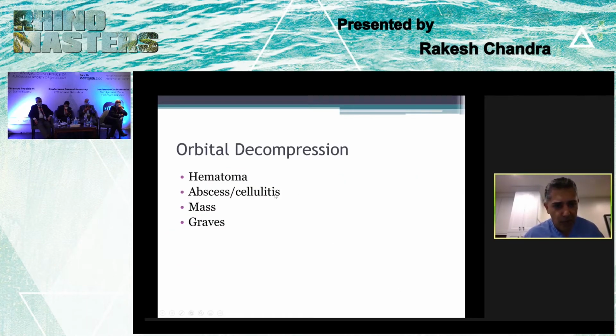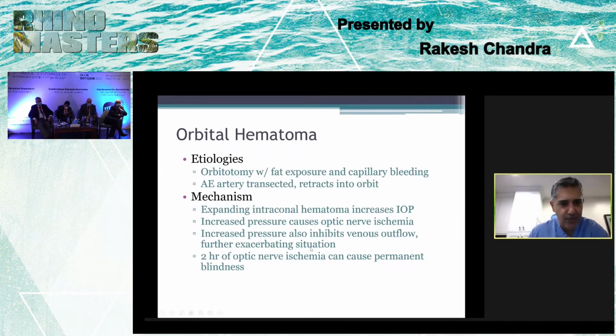So now I'm going to move on to orbital decompression. Indications for that include hematoma, as well as abscess and cellulitis, orbital mass. Sometimes we need to take a route through the medial orbital wall to resect that, and it's effectively the same procedure in orbital decompression. And then also for Graves' ophthalmopathy.